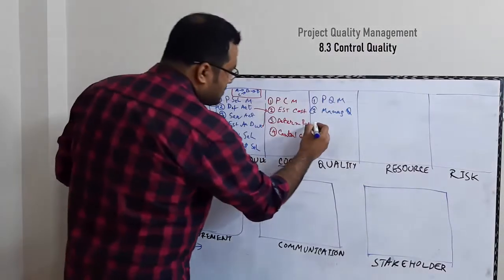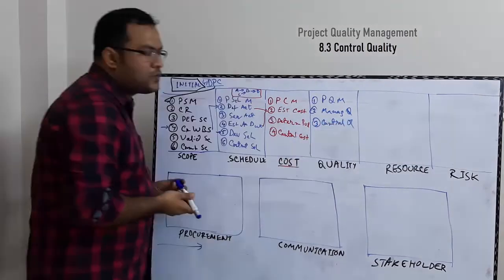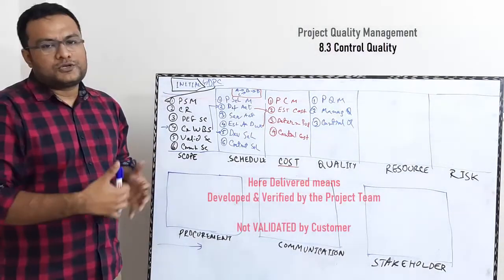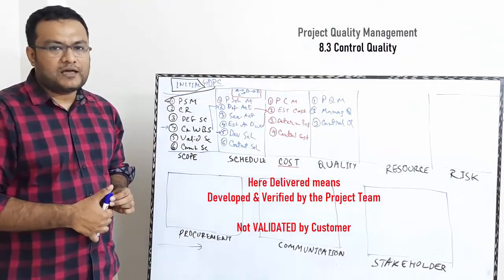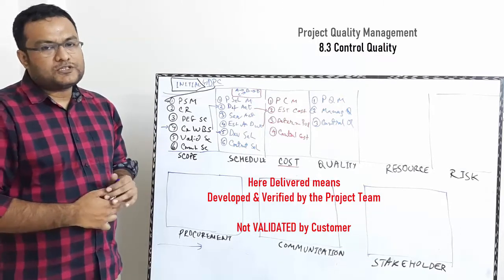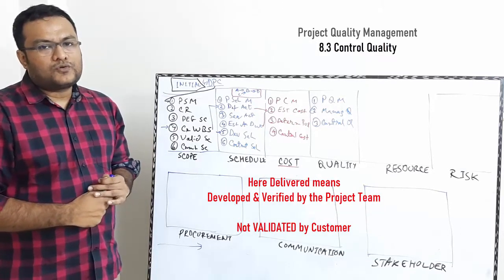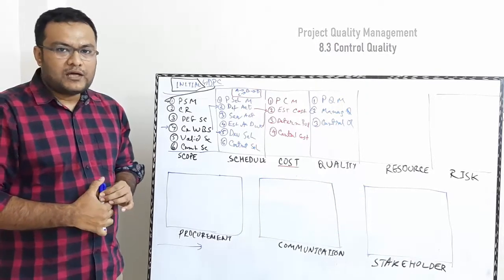And then third process is control quality. Control quality is post, once the deliverable is delivered, whether we have delivered the right quality or wrong quality. So this process talks about the controlling of the quality, how many of your deliverables has complied with the quality requirement.